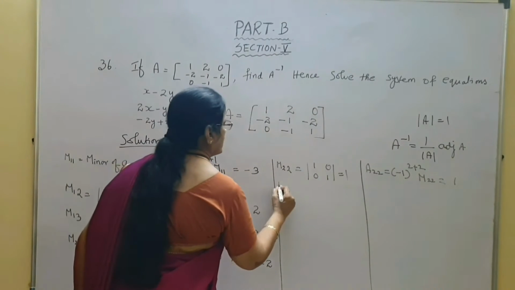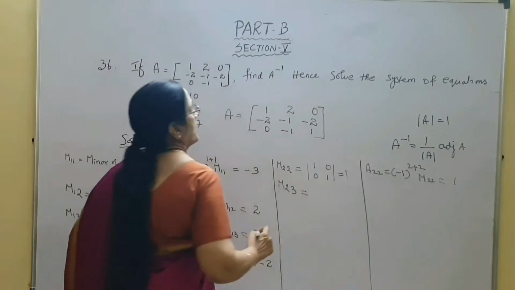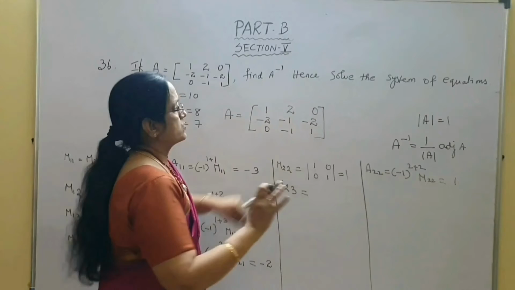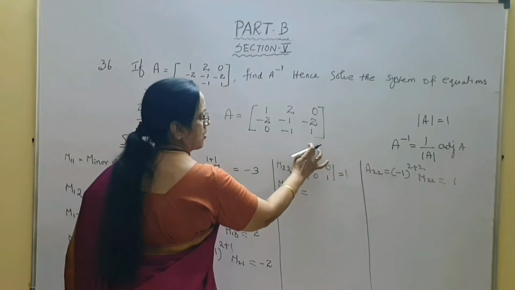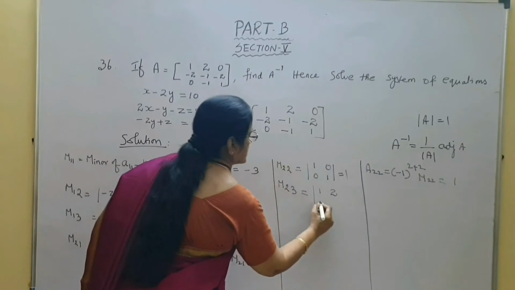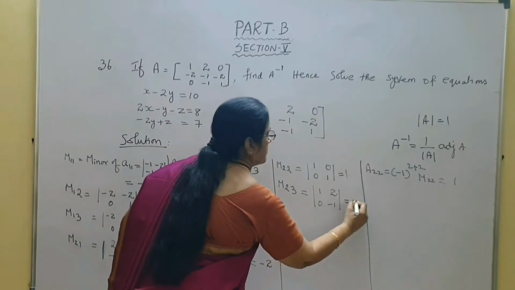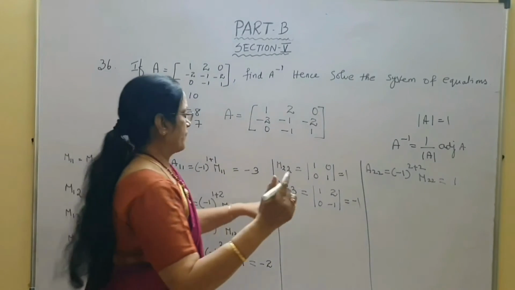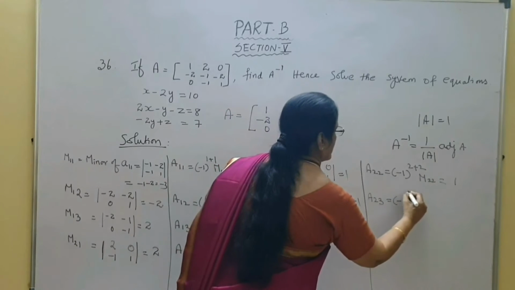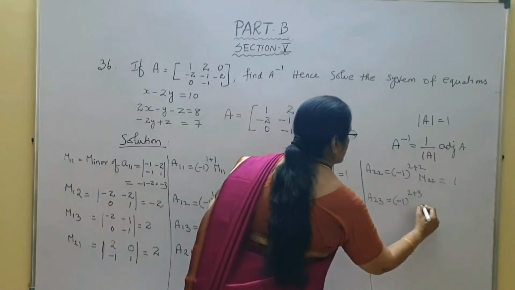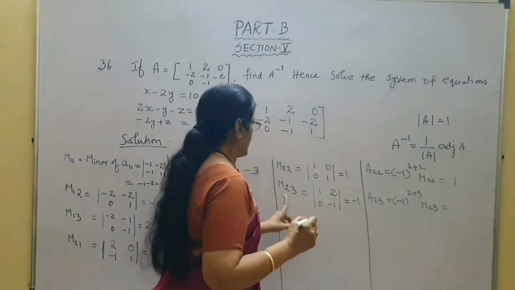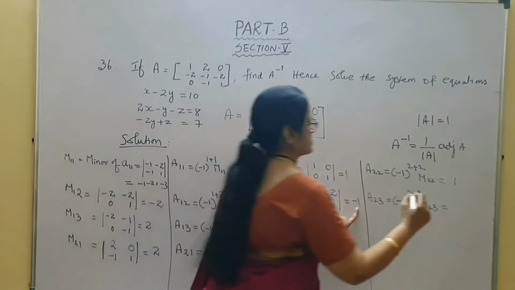Coming to M23, minor of the element small a23, which is minus 2 over here. So leaving the second row and third column, you will be having determinant 1, 2, 0, minus 1, which is going to be minus 1. So the corresponding cofactor A23 is going to be minus 1 to the power 2 plus 3 into M23. Here it is minus 1 and M23 is minus 1, so the product is going to be 1.